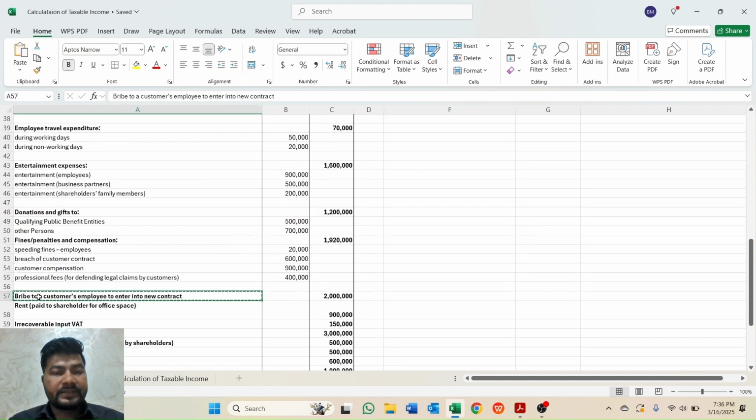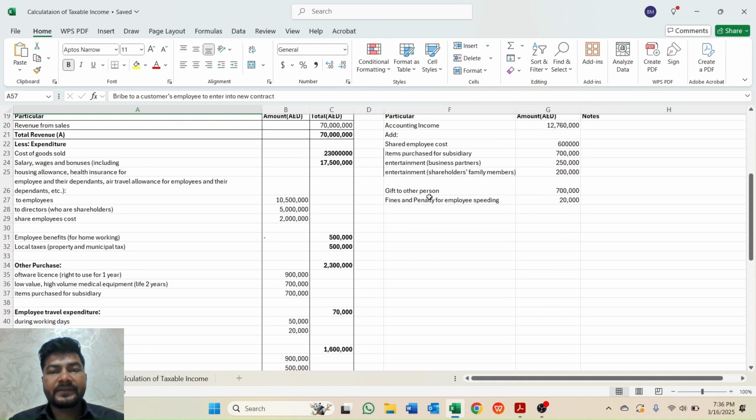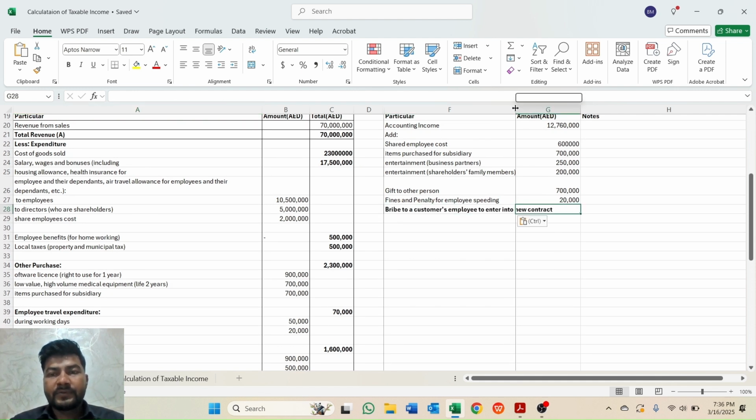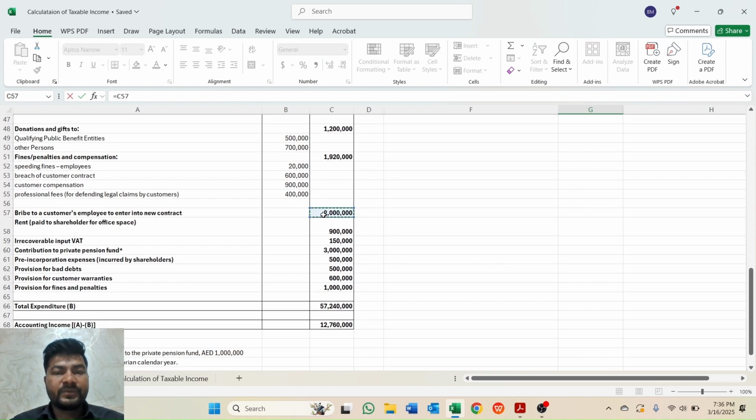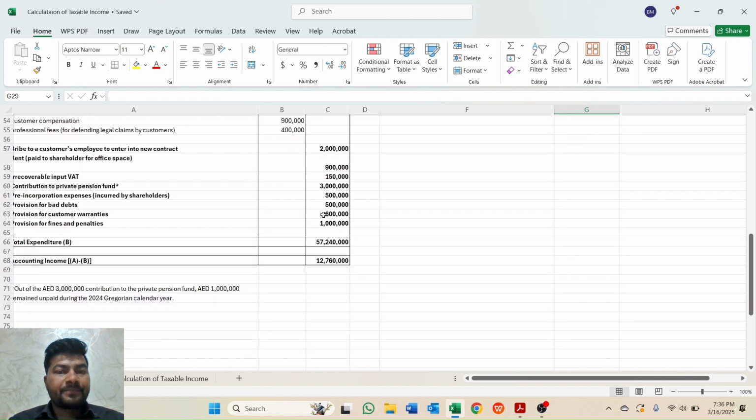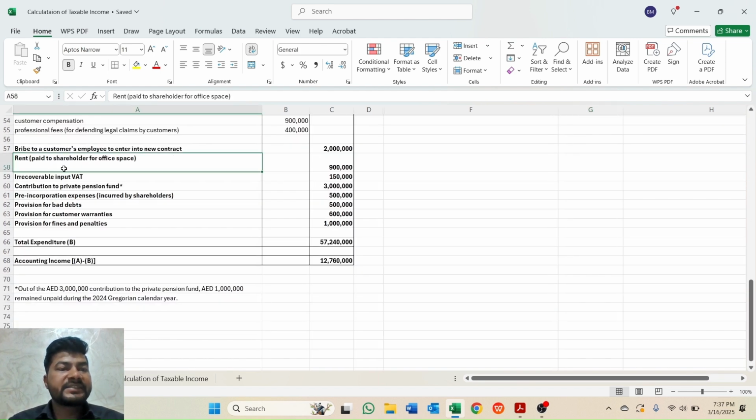Bribe to the contract to get a new contract. So total is 2 million. Now another point is office rent paid to shareholders for office spaces.